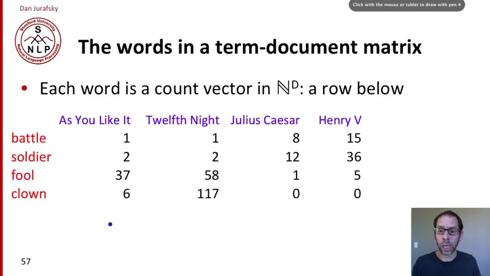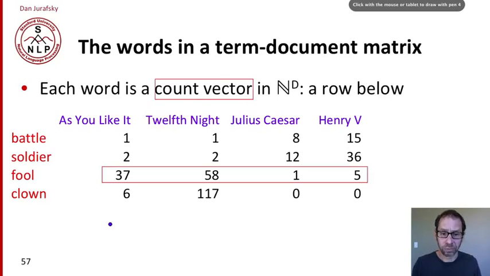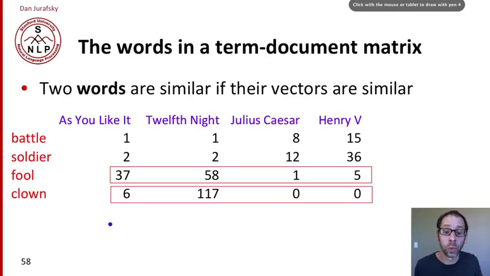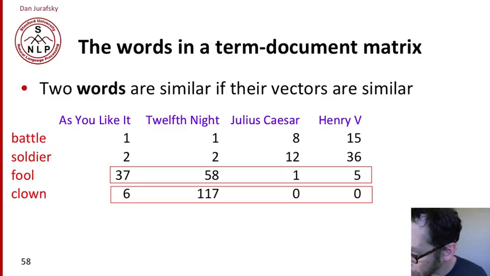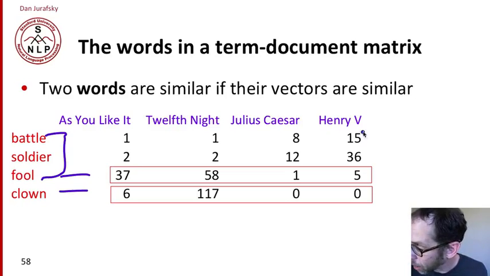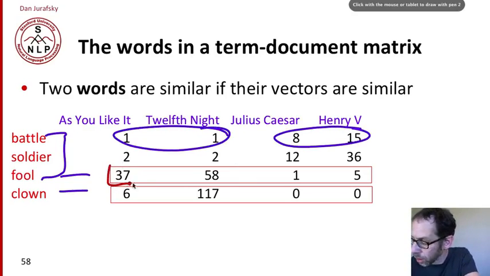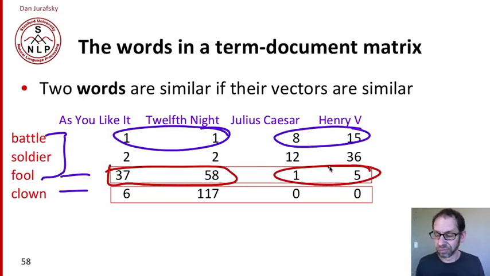So look at the words in a term document matrix, and now a word is a count vector. And two words are similar if their vectors are similar. So fool has high counts in the document As You Like It and the document Twelfth Night, and low counts in Julius Caesar and Henry V. Clown has high counts in As You Like It and Twelfth Night, and low counts in Julius Caesar and Henry V. So we say that fool and clown are similar, but probably battle and fool are not similar because battle has high counts here and low counts here, but fool has the opposite. It has high counts here and low counts here.